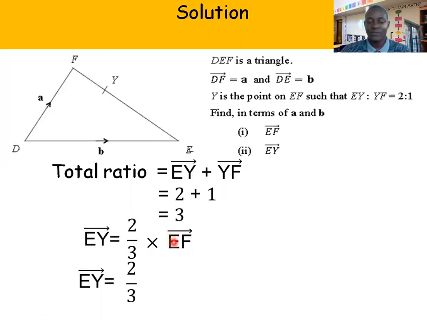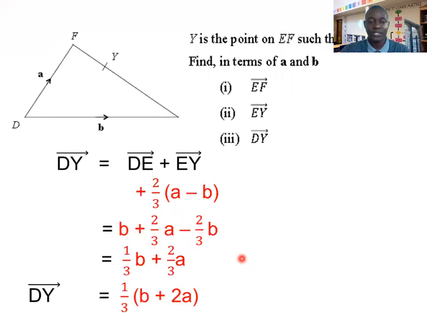The vector EF has already been calculated, so that means we're going to have 2 over 3 of A minus B. Remember we calculated vector EF earlier as A minus B. Now there's the last part of this that we have to solve. That is the vector DY.